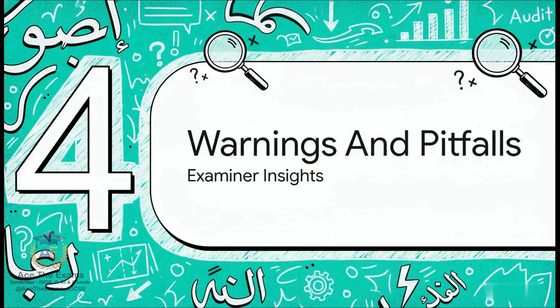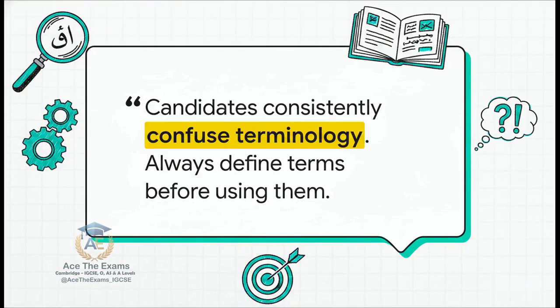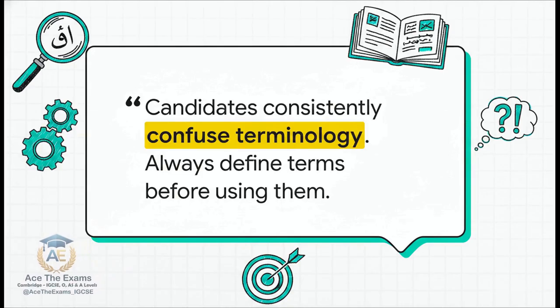All right, moving into our final phase, Section 4, Examiner Warnings and Pitfalls. This is our final compliance audit where we review the ultimate liabilities that will crash your valuations. Let's do a live spot the liability exercise. I'm going to issue a direct examiner alert, straight from the principal examiner report itself. Quote, candidates consistently confuse key terminology. Always define terms before using them in extended responses. This is your immediate safeguard.